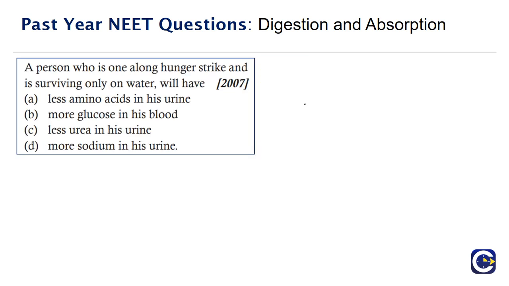A person who is on a hunger strike and is surviving only on water will have, the options given are: less amino acids in his urine, more glucose in his blood, less urea in his urine, more sodium in his urine. They haven't given any particular disease. In urine we generally have only water and urea, and we also have creatinine. Let's basically remember H2O and urea in urine.